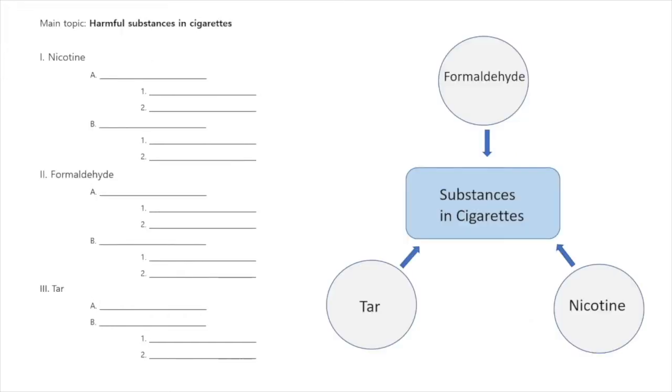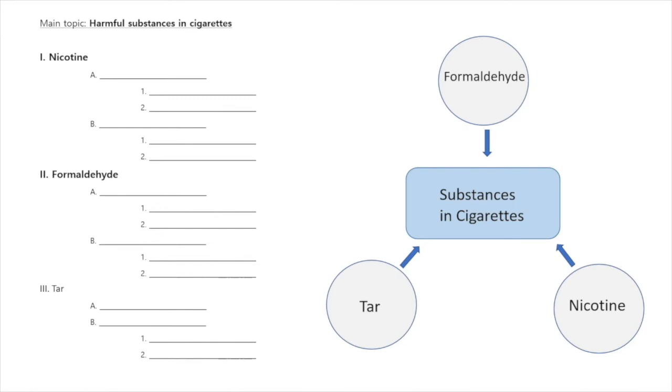Maybe I decide after I make my basic mind map and I start putting it in outline format, I'm like, wow, there's a lot of information on harmful substances in cigarettes. If that happens, then what I can do is narrow my topic down again. I can narrow it down not just to smoking, but to harmful substances in cigarettes. If I do this, then my first paragraph might be about nicotine, my second paragraph might be about formaldehyde, and then my third paragraph might be about tar.